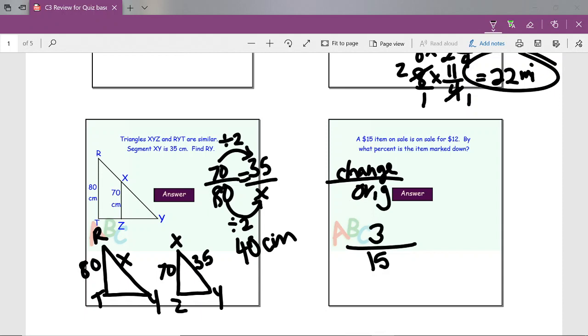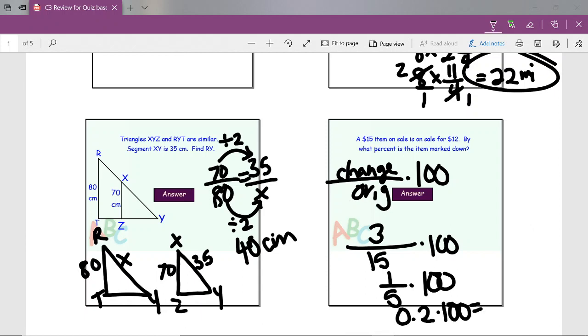Well, then to turn this into a percent, I'm going to always multiply by 100 to get it as a percent. So I look at this and say 3 over 15 is 1/5 times 100. Well, 1/5 as a decimal is 0.2 times 100 must be 20% discount.